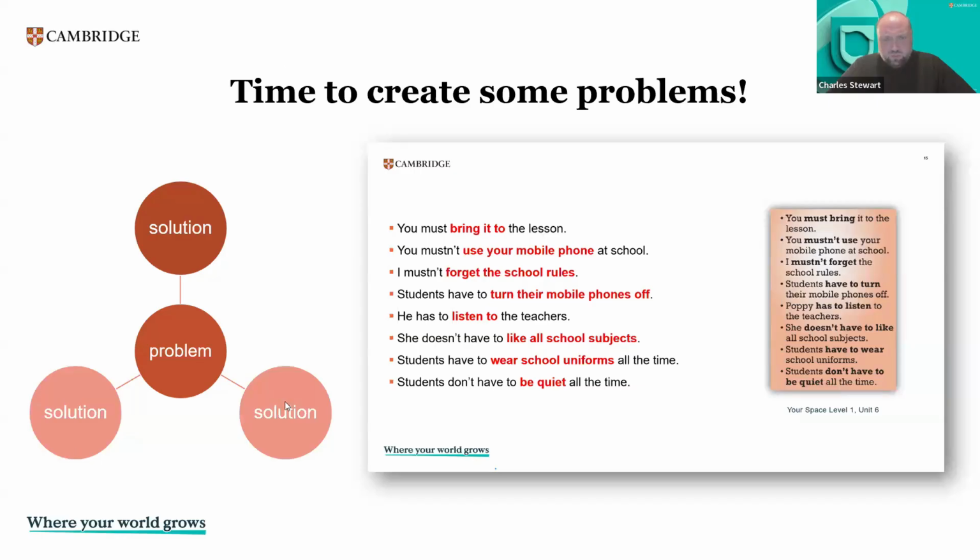So let's look at these rules. Students have to wear school uniforms all the time. This is the rule. What are some possible problems with this rule in the chat? Okay, they don't like the uniform. Loss of identity. Oh, I like that one. Okay, let's take loss of identity. That's the problem. So they would write loss of identity here.